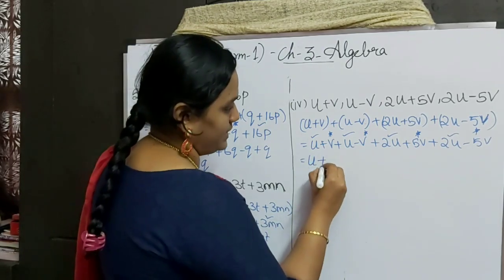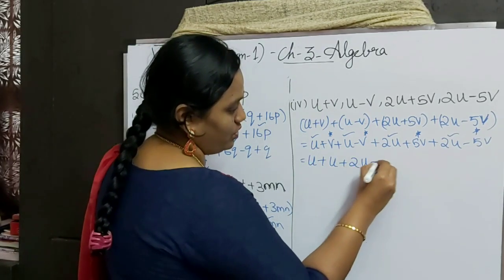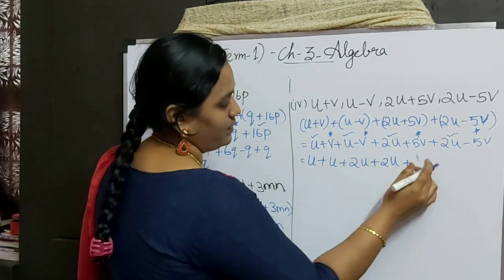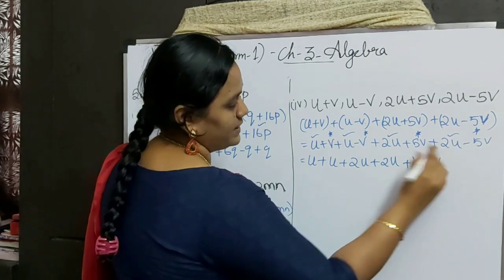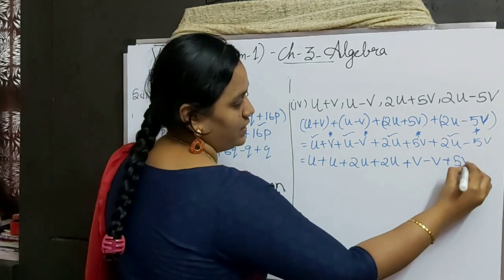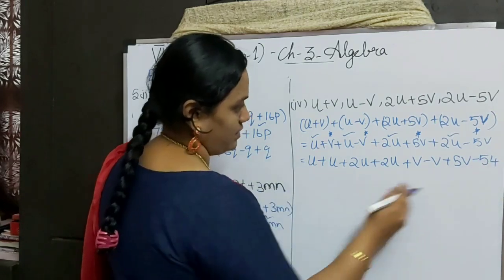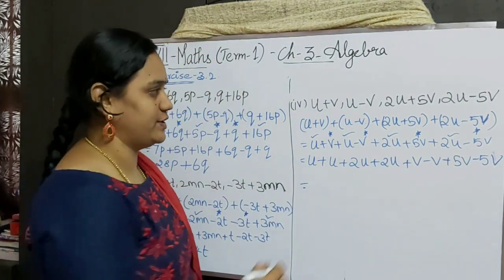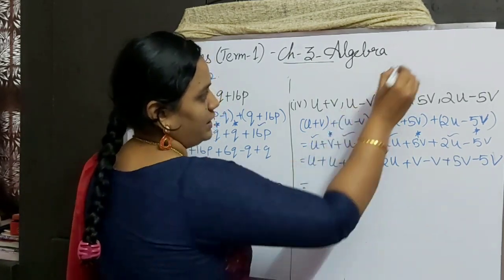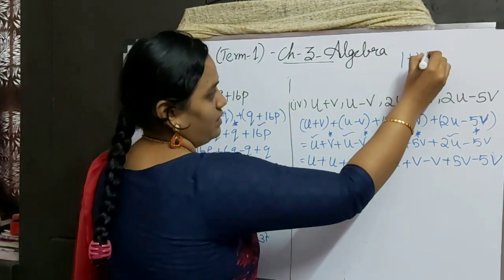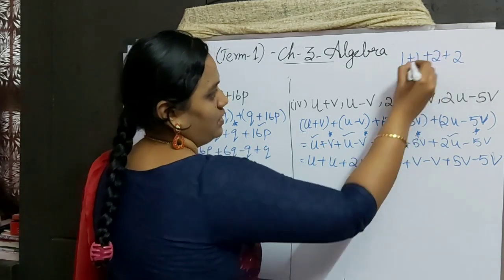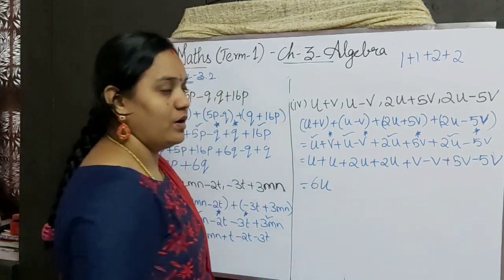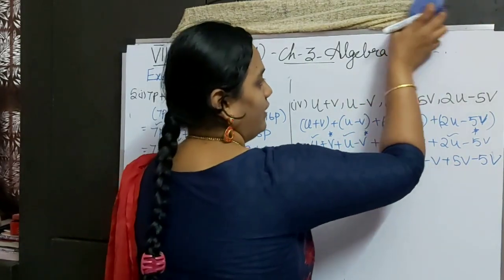Okay, u plus 2u plus 2u. V terms: v minus v plus 5v minus 5v. Now I am going to write the coefficient of u first. Okay, what are the coefficients here? First 1 plus 1 plus 2 plus 2. So 1 plus 1, 2, 4, 6. So 6u.